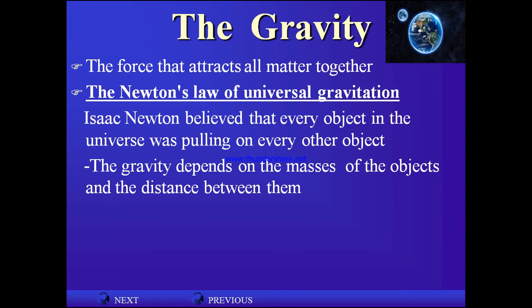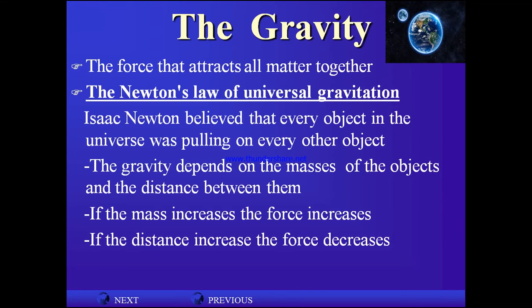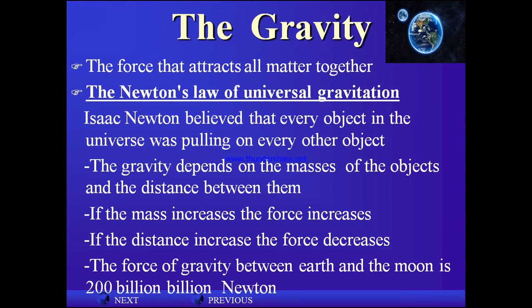Gravity depends on the mass of the objects and the distance between them. There is a directly proportional relation between the mass and the gravitational force. When the mass increases, the gravitational force increases. And if the distance increases, the force decreases. This is an inverse relation, or inverse proportional. The force of gravity between the Earth and the Moon is 200 billion Newton.